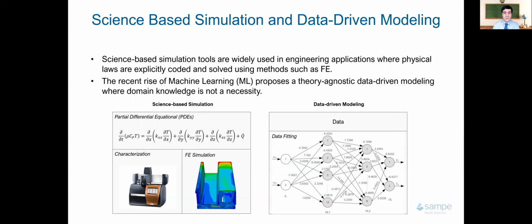With the recent rise of machine learning, we have now a new approach, which is a theory-agnostic approach based on data, and seemingly it doesn't need any domain knowledge or physical understanding of the problem. It starts with data, and you do a data fitting exercise. You fit these very sophisticated neural networks to the response that you have by basically adjusting the constants of the neural network. So it's a data fitting exercise, but it's a very complex approach for data fitting, and it needs data. So let's compare these two methods, finite element methods versus machine learning.